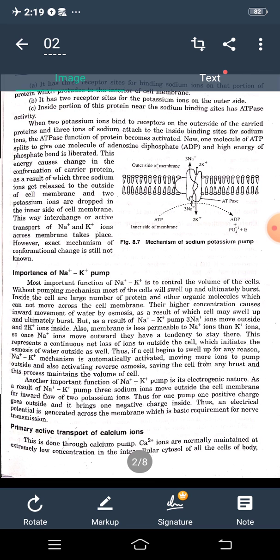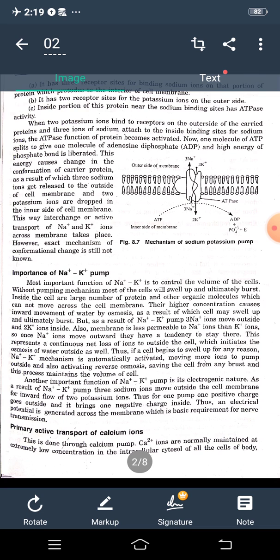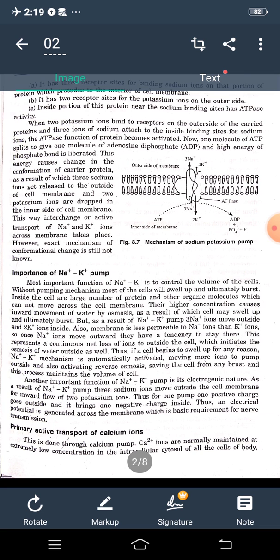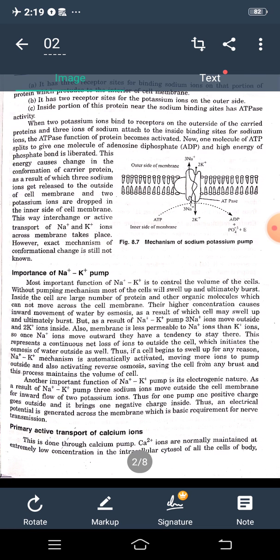Now one molecule of ATP splits to give one molecule of adenosine diphosphate, ADP, and the high energy of the phosphate bond is liberated. This energy causes a change in the conformation of the carrier proteins, as a result of which these sodium ions get released to the outside of the cell membrane and two potassium ions are dropped on the inner side of the cell membrane. This way, interchange or active transport of sodium plus and potassium plus ions across the membrane takes place. However, the exact mechanism of the conformation change is still not known.